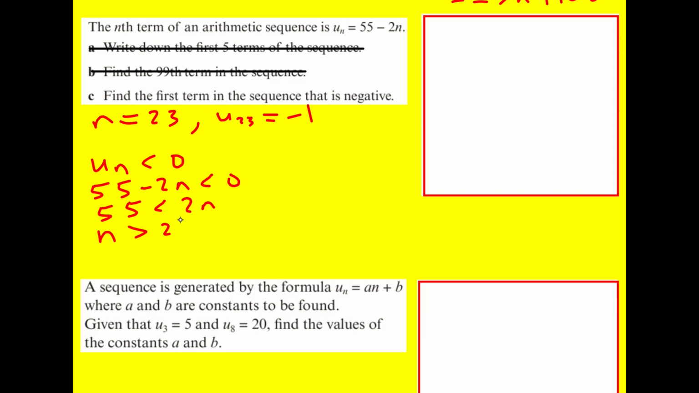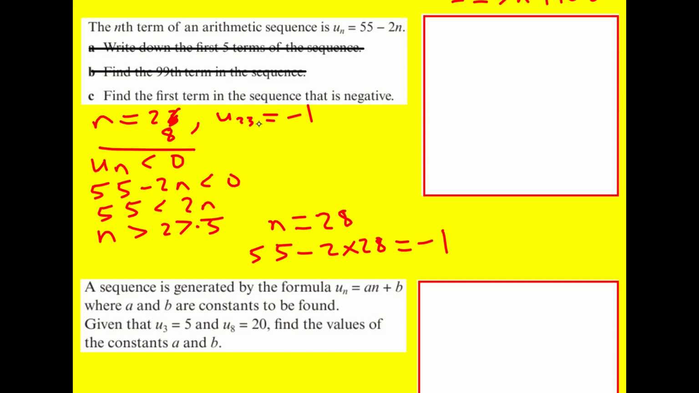I've just realized I've made a mistake earlier on, which you may have spotted. Why did I say it was 23? It should have been 28. Sorry. See, this is why the more careful way is actually better. Okay, so n is 28, which you can see. So n has got to be greater than 27.5, but because n is a whole number, n is going to be 28. And now I can substitute in 55 minus 2 times 28, and I'm going to get minus 1.